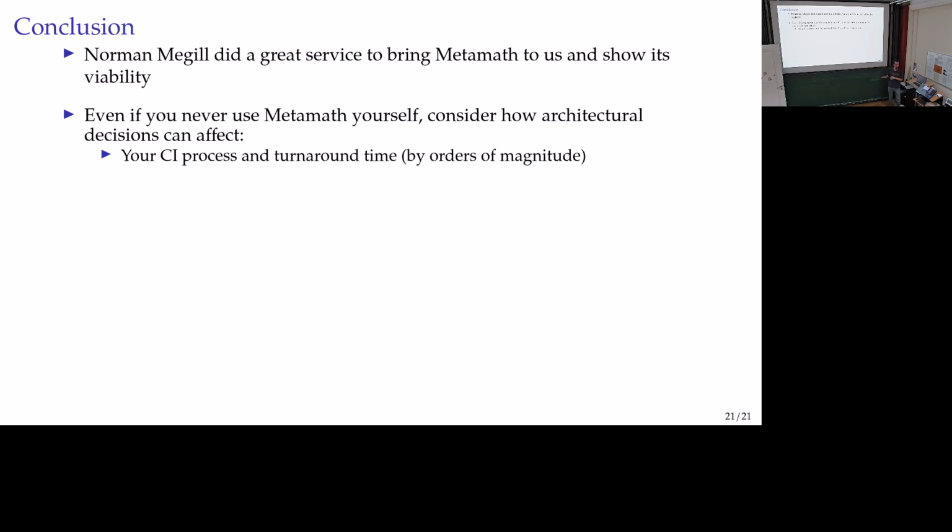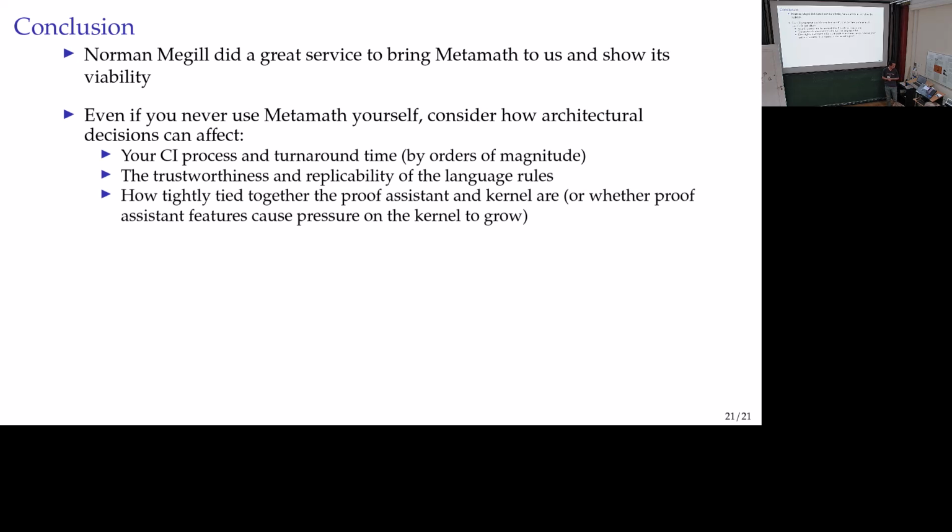So even if you don't actually use Metamath, I think you want to consider how these kinds of architectural decisions can affect the turnaround of your CI by orders of magnitude, the trustworthiness and the replicability of the language rules, and also how tightly coupled the proof assistant and the kernel are, or whether the proof assistant features cause pressure on the kernel to grow.